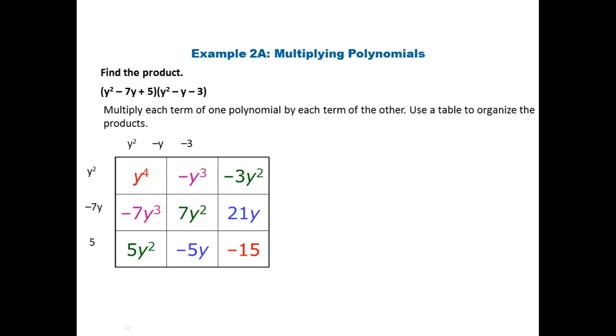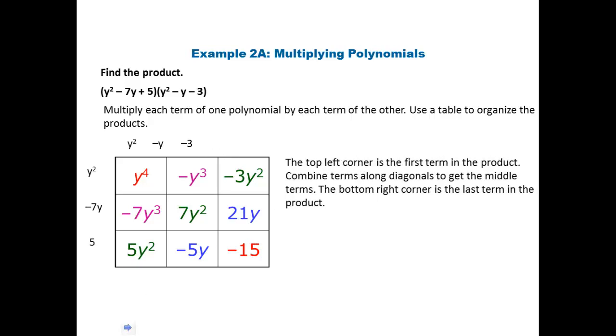So this is y squared times y squared. This is y squared times negative 7y, and then y squared times 5 is here. Alright, then we have negative y times y squared here. This is our second column. And then we have the negative 3 distributed here in this last column. Alright, so our next step is just to combine our like terms.